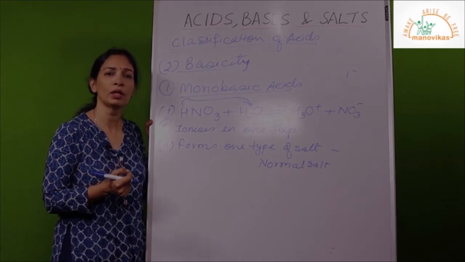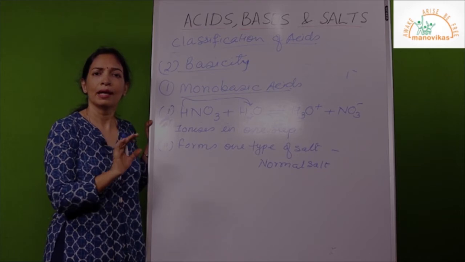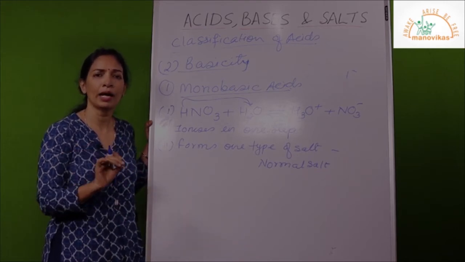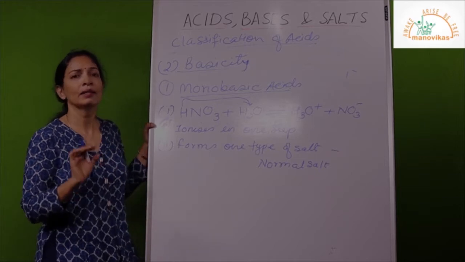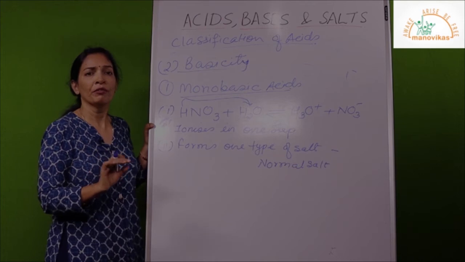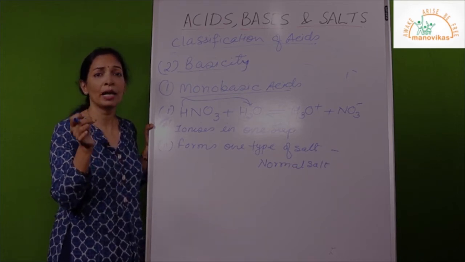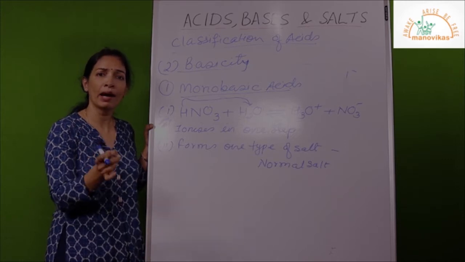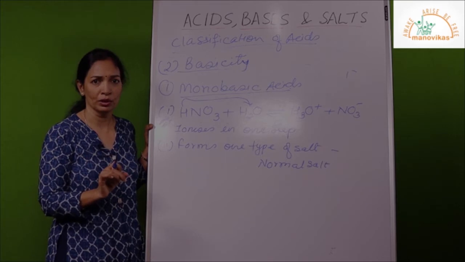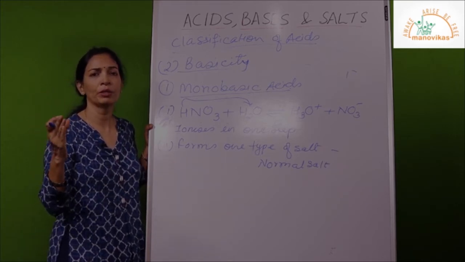Now what is normal salt? If in the formula of the acid all the hydrogen is replaced, that means complete replacement of replaceable hydrogen ion takes place, then the salt formed is called a normal salt. If partial replacement is done and a replaceable hydrogen ion is left behind in the formula of the salt, then it will be called an acid salt. The same thing will happen with bases, then it will be called basic salt, that will be taught later.